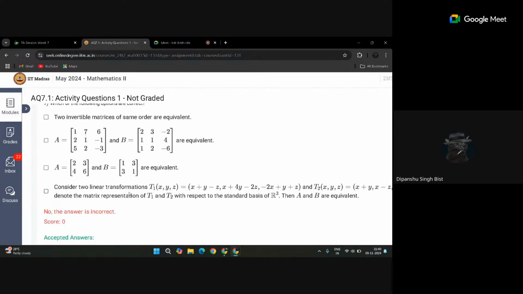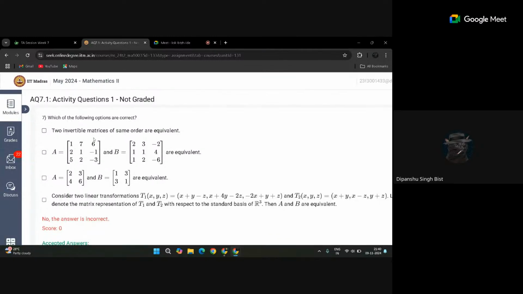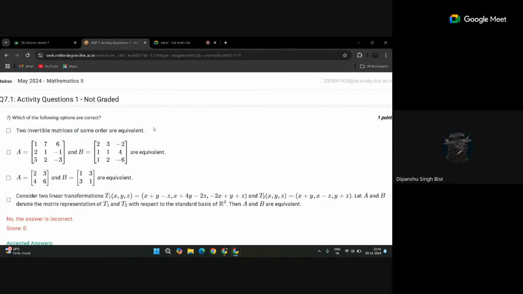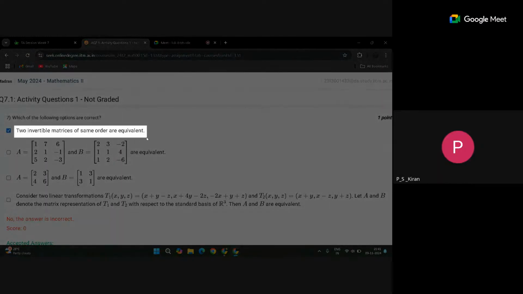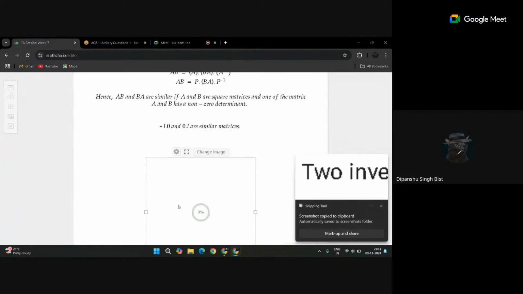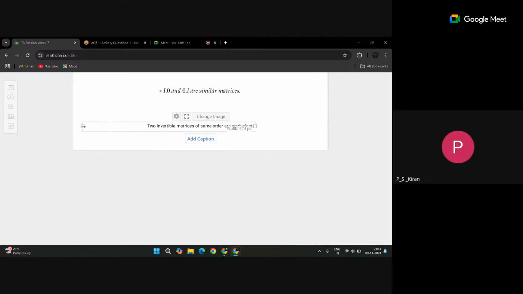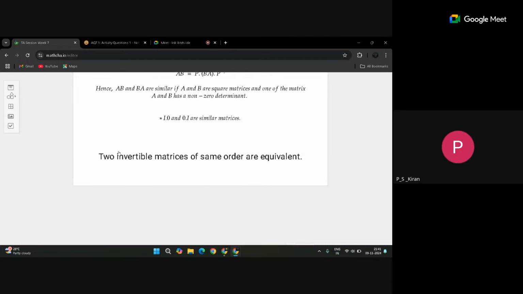Option 6 we have done. In 7 what we have: two invertible matrices of the same order are equivalent. What about this option? Two invertible matrices having the same order. Why is this option correct? Any idea? Sir, if they are invertible, they will have full rank. And they have the same order, so they will have the same rank.